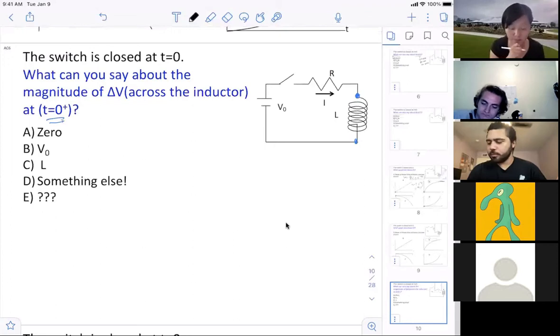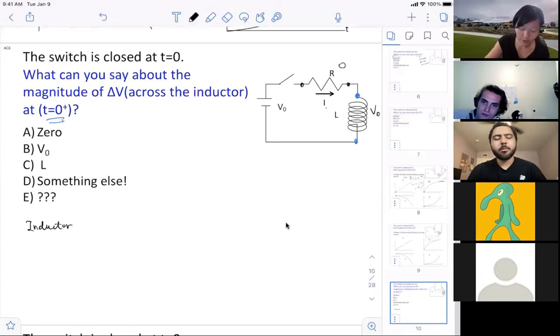Any thoughts? Well, we already figured out that the initial current is 0. So the drop across the resistor is going to be 0. And that means the drop across the inductor has to be the full voltage. Okay, so the initial current is 0, so the voltage across the resistor will be 0, which means the other drop will be V naught.